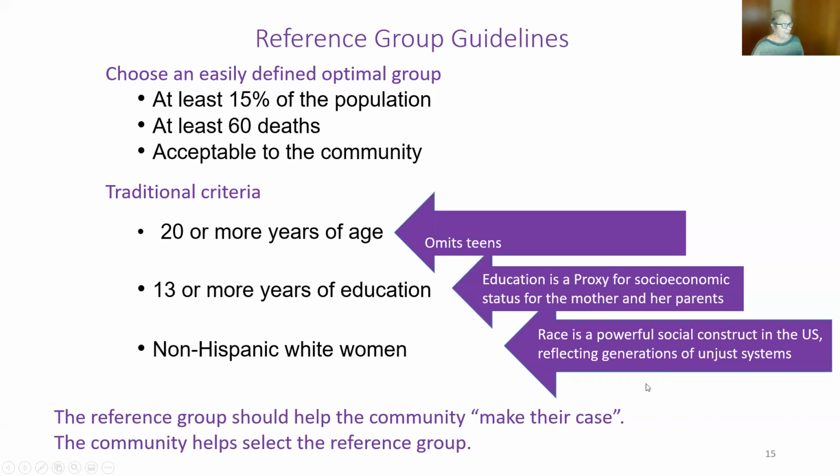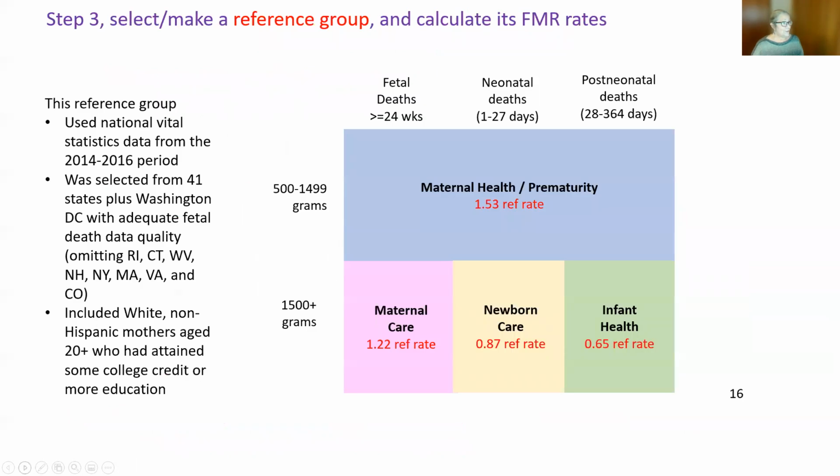And race is a powerful social construct in the US, reflecting generations of unjust systems, but it still is a marker for health. The reference group is chosen oftentimes to help the community make a particular case that they're trying to make, that they should be able to reach this goal. So the third step is to make this reference group, and here is one of the new national reference groups.